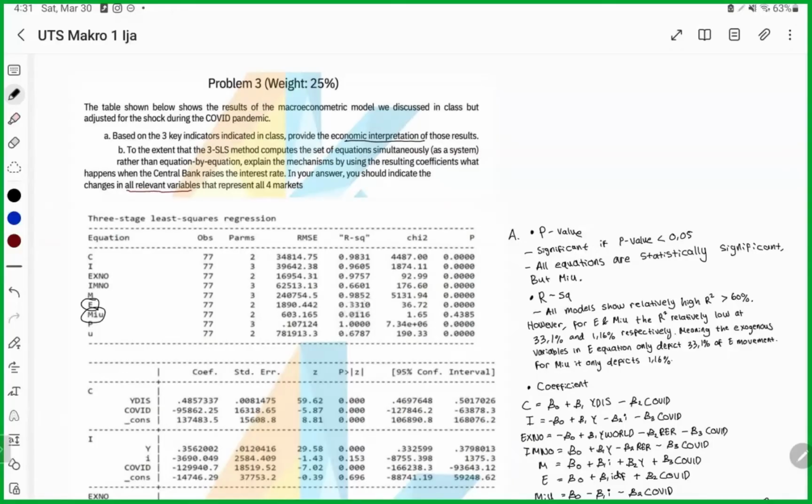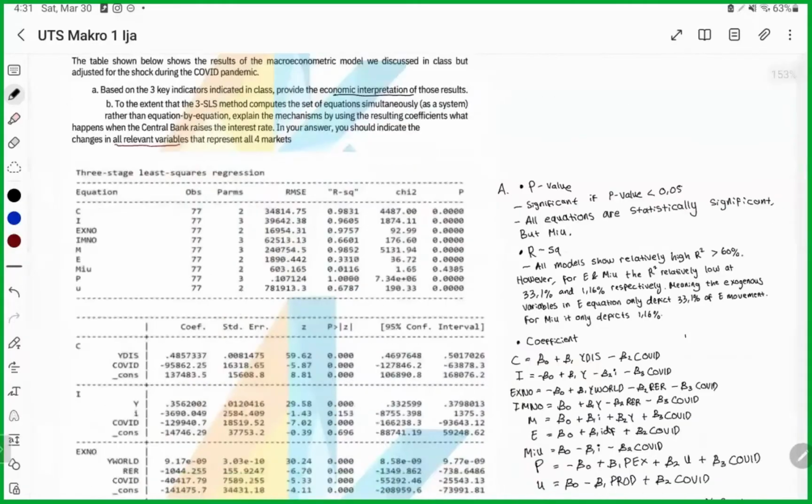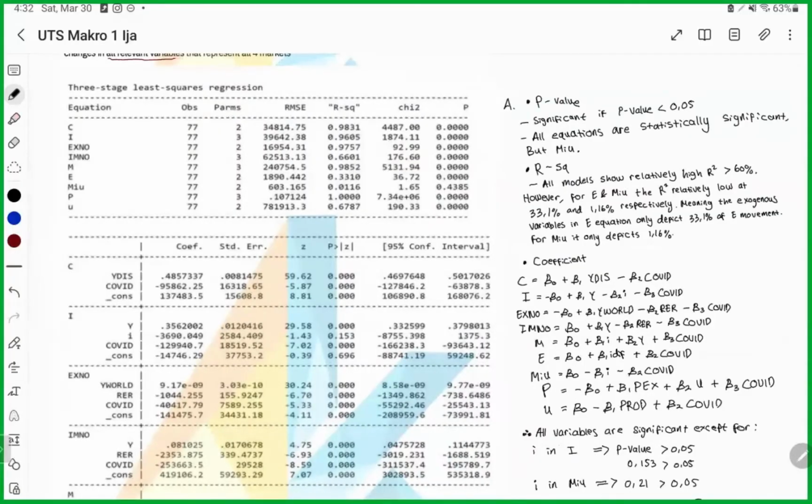It is only 1%. So all exogenous variables in the MIU model are only showing 1% of the actual MIU movement. All right, so both are not really good models.